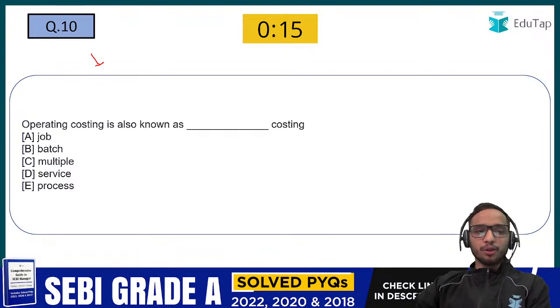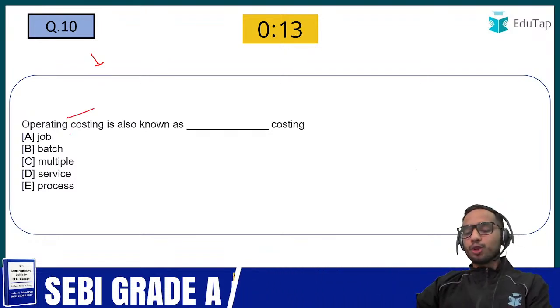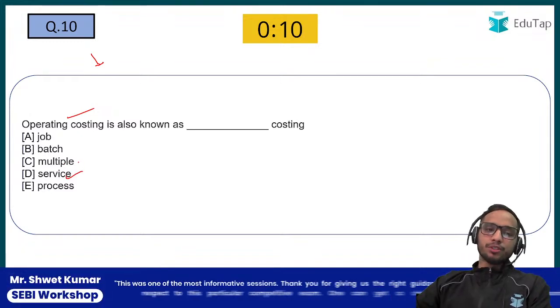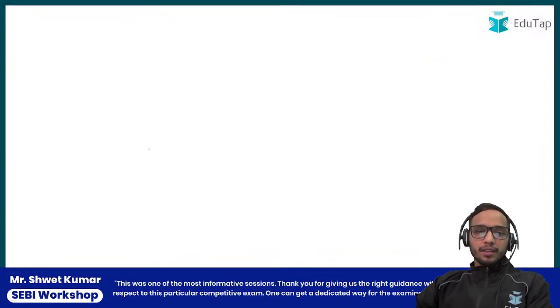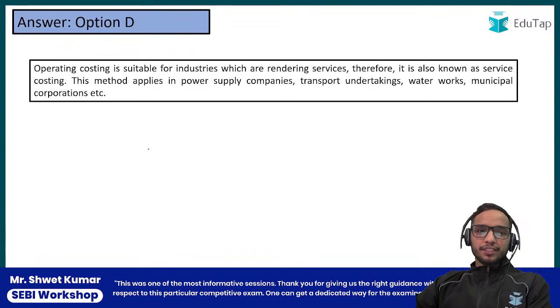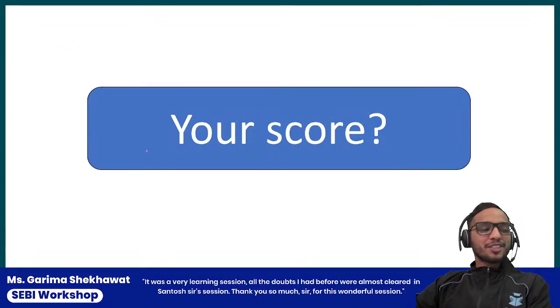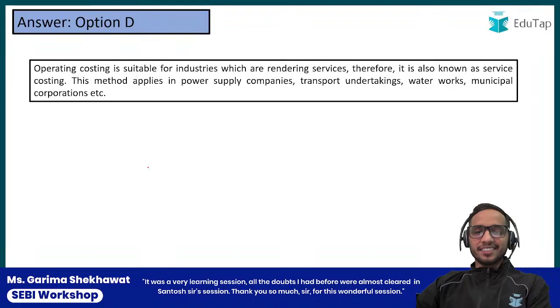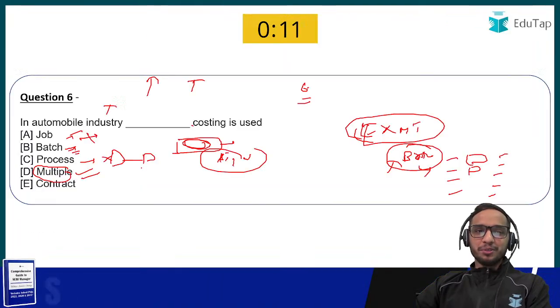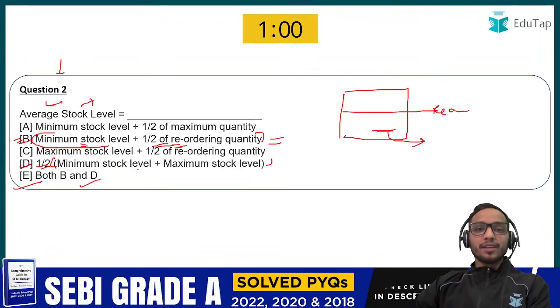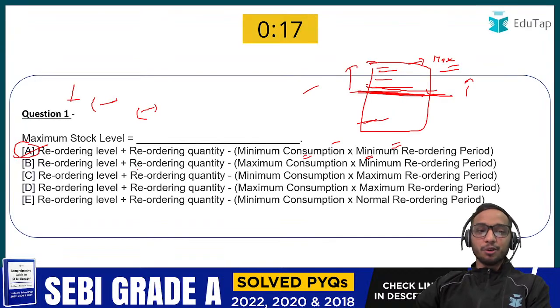That's very nice. Chalo. So operating costing is also known as service costing. Very nice. Chalo, tell me, what's the score you are getting in today's class? Okay, let's count one more time. Then I am going to give you a homework question. That is a good question. Okay?